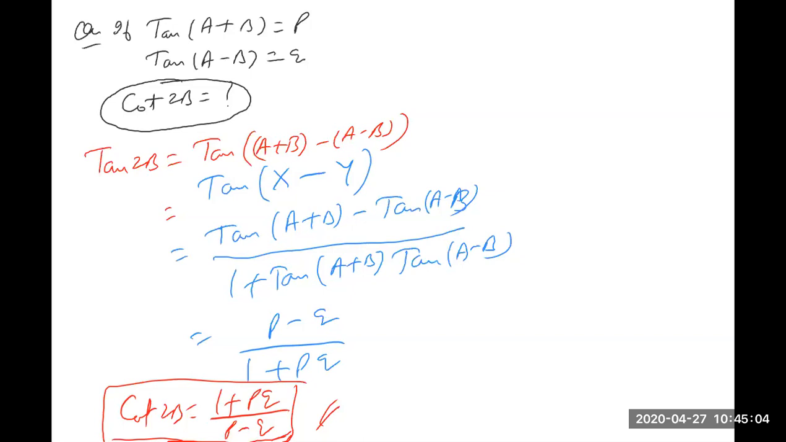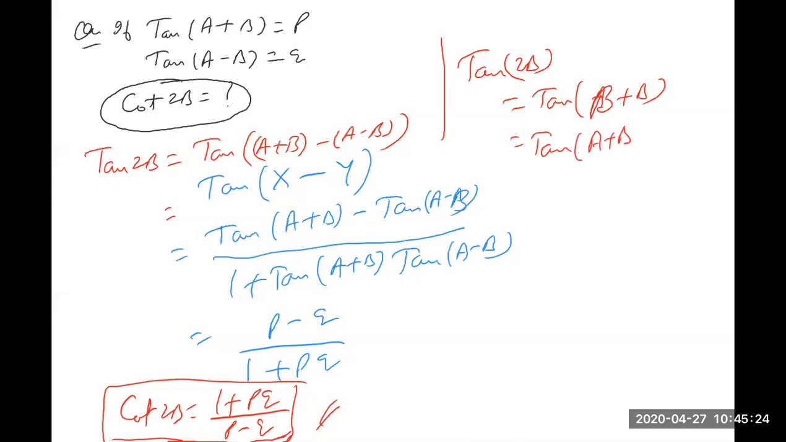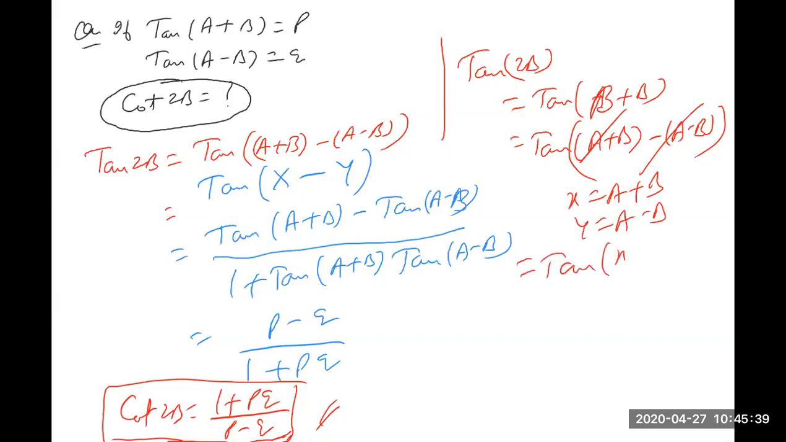Okay. See tan 2b. Again, see tan 2b. This I am writing as tan of (a plus b) plus (a minus b). So the a cancels here. If you consider x is equal to a plus b, y is equal to a minus b, this is in the form of tan of x minus y.